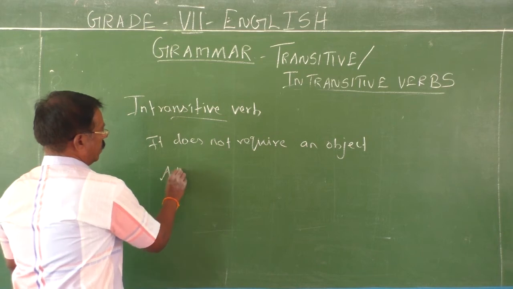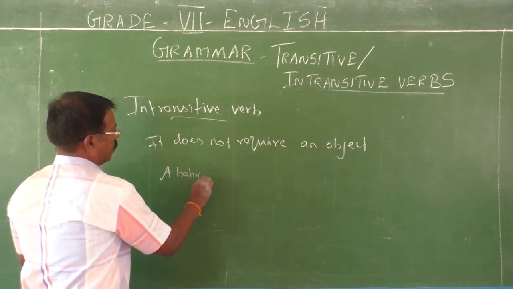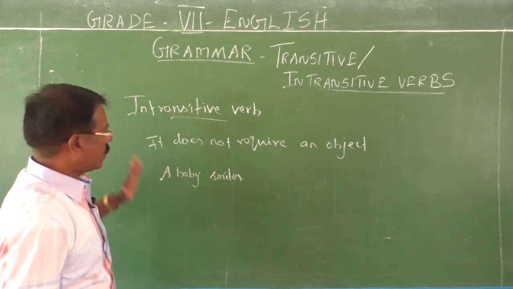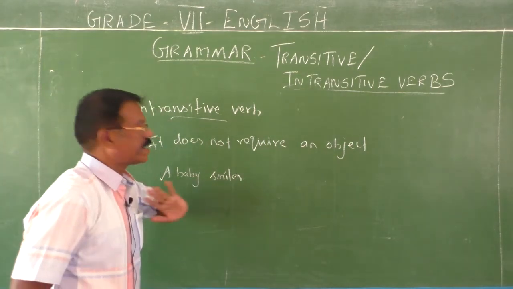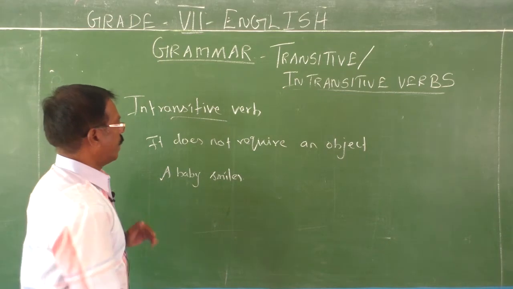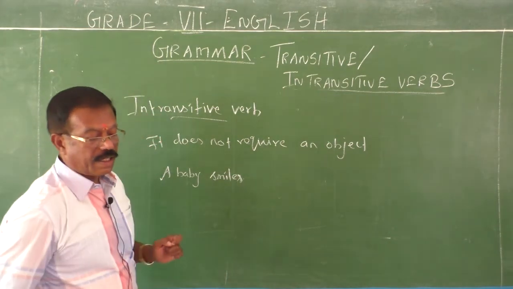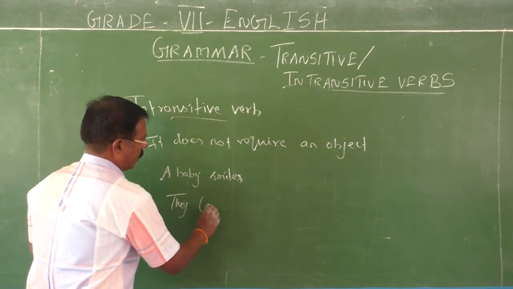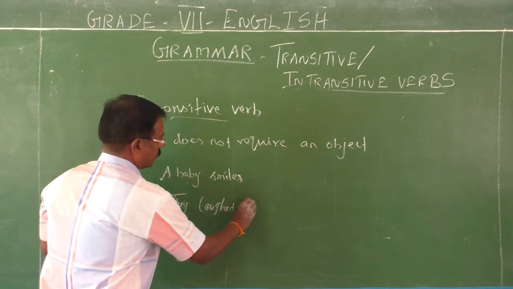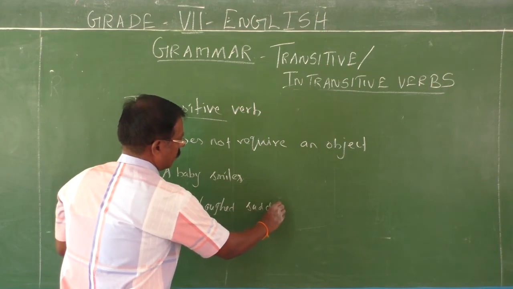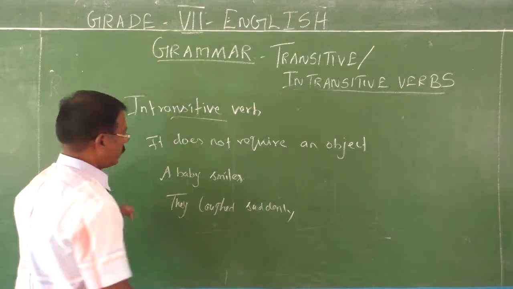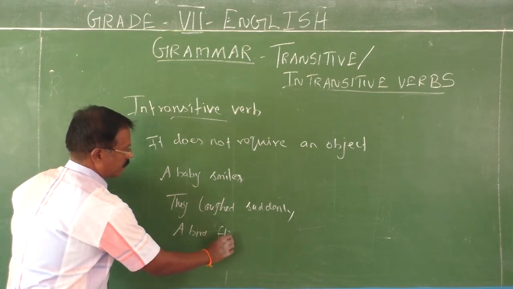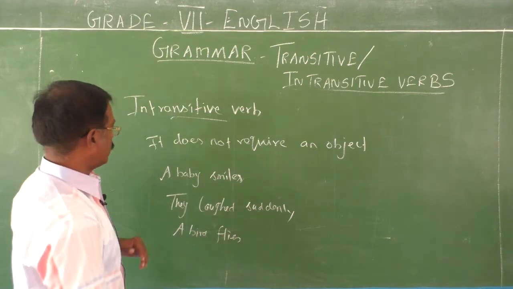See, a baby smiles. So the sentence completes, the verb completes the sense. A baby smiles. They laughed suddenly. And a bird flies. So go through these examples.